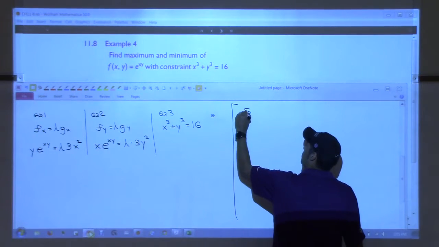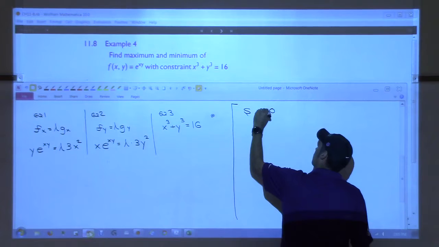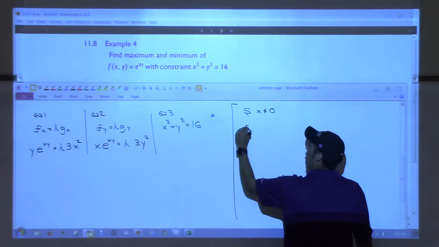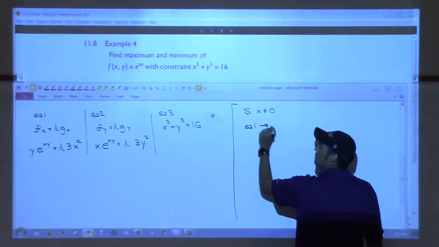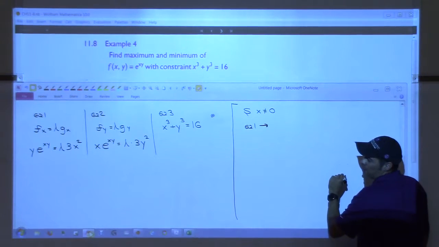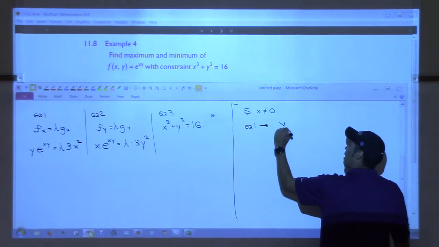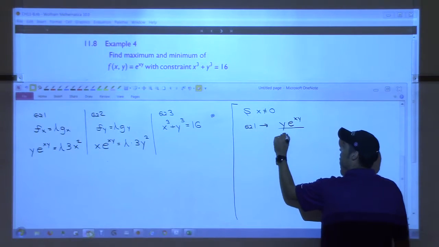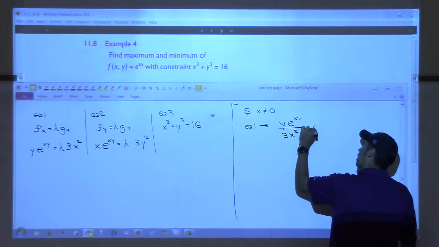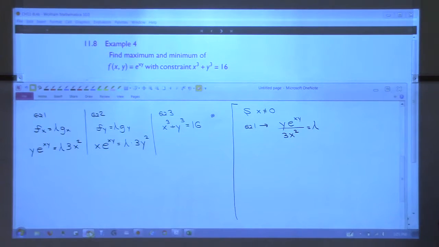All right, suppose x is not zero. Then equation one would be, you're going to divide both sides by 3x squared, right? So it'd be y e to the xy over 3x squared equals lambda. All right? And then I guess you want to push that into equation two?